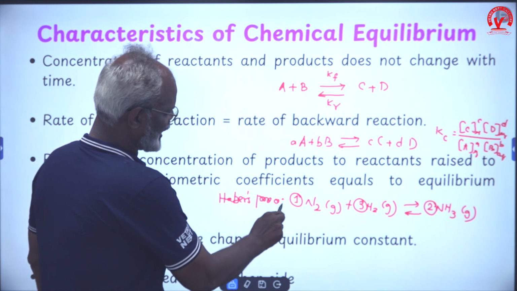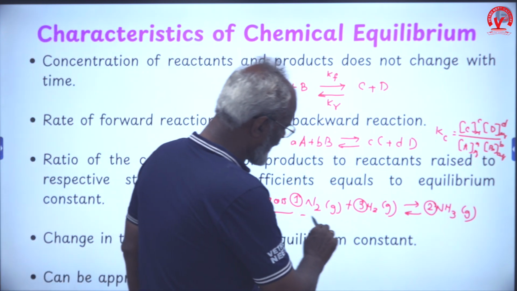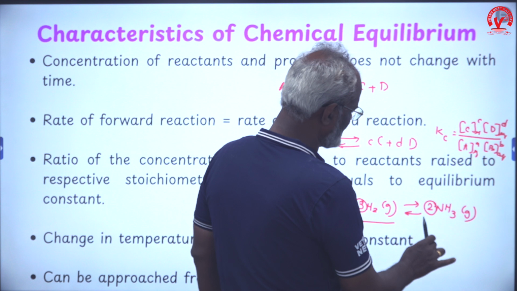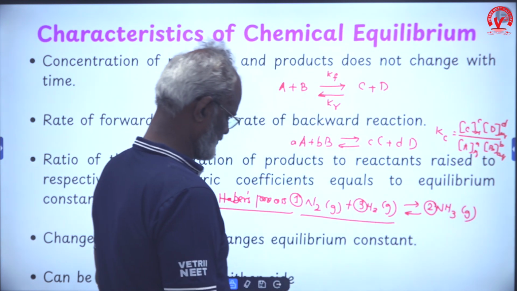Okay, so I have written this equation, right? Now we have written these are the reactants. We start with this, and the products will be formed. So when the product concentration increases, it will give back the reactants, right?